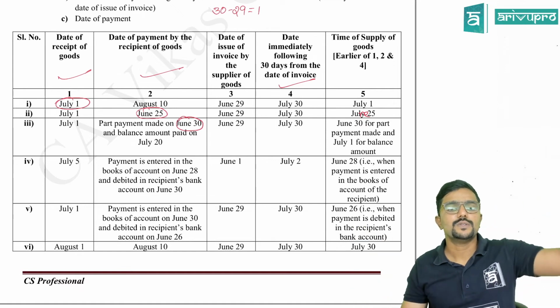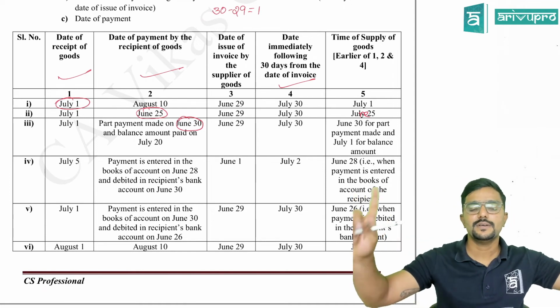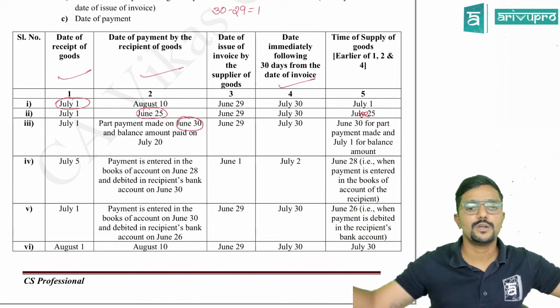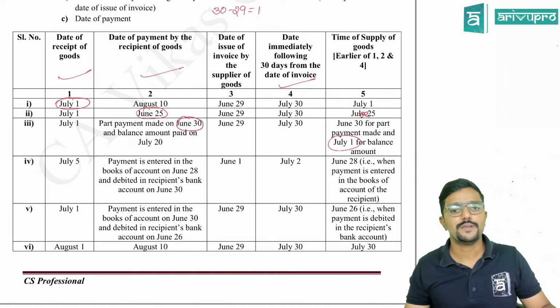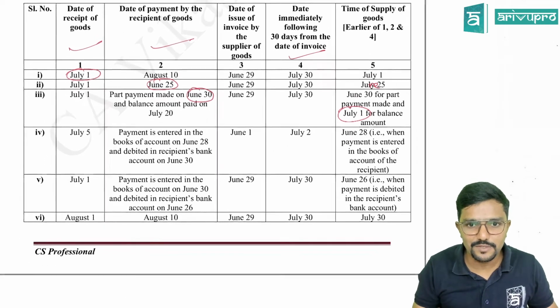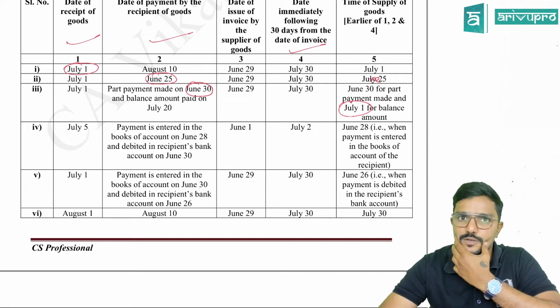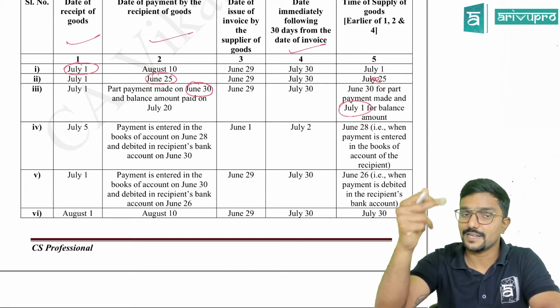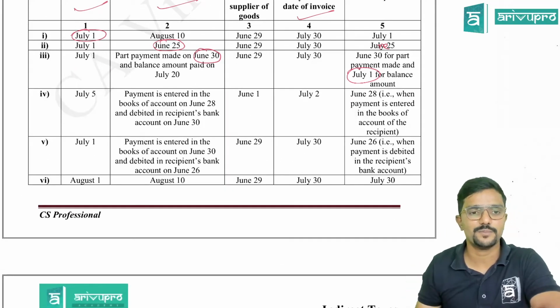compare July 1st, date of receipt of goods, payment date July 20th, and 31st day July 30th. So which is earlier? July 1st. So there are 2 times of supply here: June 30 for the part payment made and July 1st for the balance amount. And please be careful, we are doing reverse charge. That is why payment date is important. If it is forward charge, we don't care about payment date.